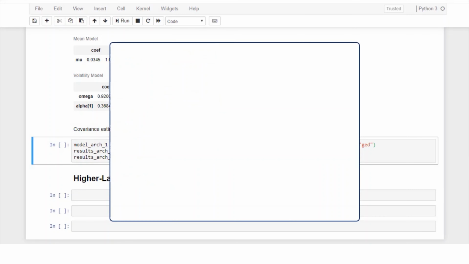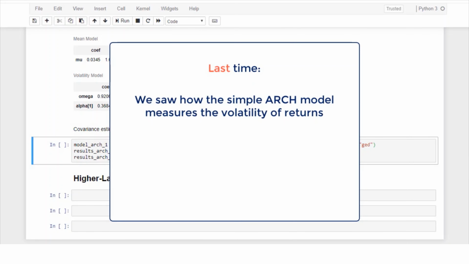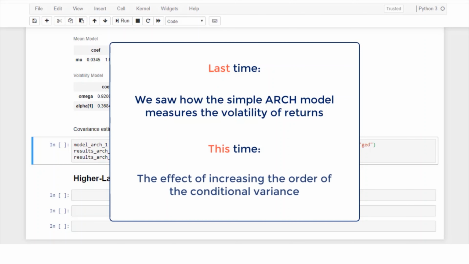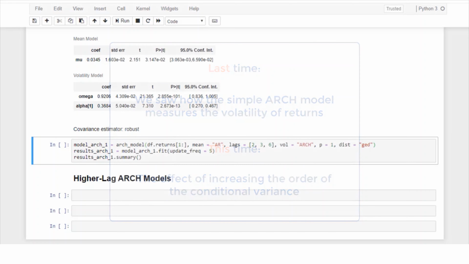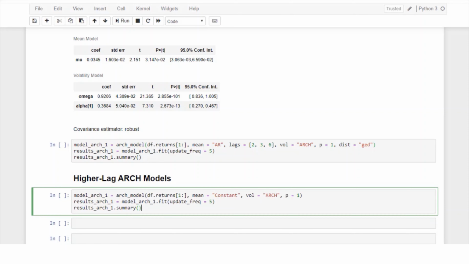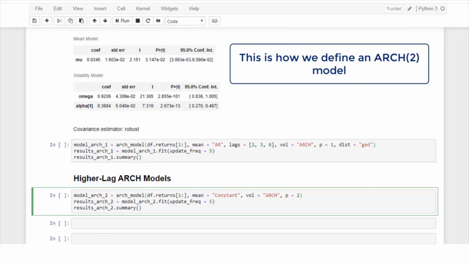Hey there. Last time we saw how the simple ARCH model measures the volatility of returns. This time, we're going to see the effect of increasing the order of the conditional variance. Let's get our hands dirty with some coding. Since we start where we left off last time, we're simply going to change the value for the argument p from 1 to 2. This is how we define an ARCH 2 model, so we expect to get similar results.